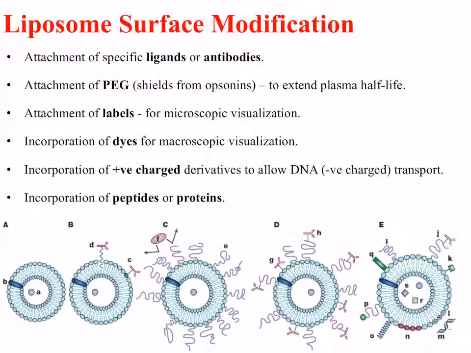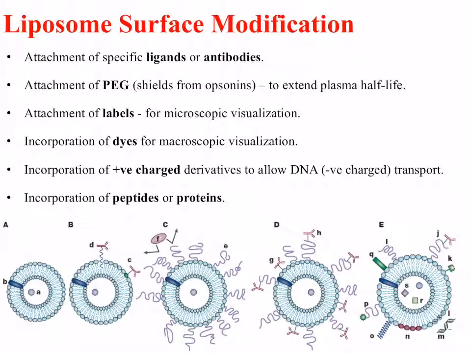So just to show what this might actually look like in terms of targeting, the diagrams at the bottom show what liposomes actually look like when their surface has been modified. So you can attach specific ligands or antibodies. You can attach things like polyethylene glycol, which we've mentioned before, which shields it from the immune system and extends its half-life. You can attach labels if you want to visualize cells or dyes.